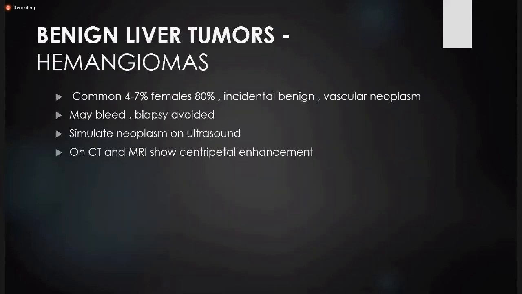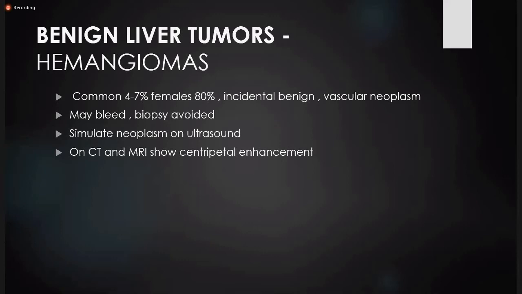One of the most common benign liver tumors that you will come across is hemangioma. When we find a lesion in the liver on ultrasound, we should not directly say that it is cancer or metastasis. Hemangiomas are a benign tumor and they are very common. So we have to characterize them further after ultrasound. They may bleed, that's why biopsy is avoided.